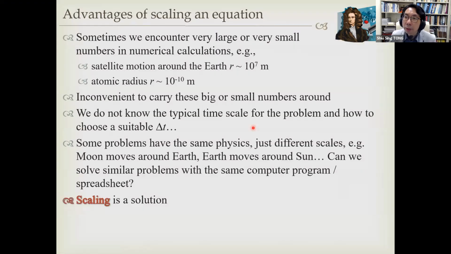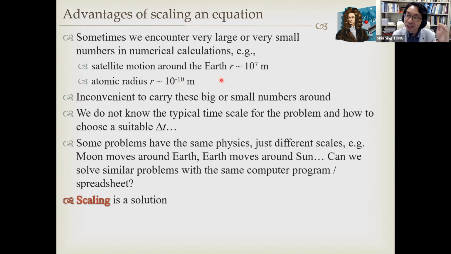Now, in doing numerical calculation, sometimes we encounter very large or very small numbers, right? For example, if you are calculating the motion of a satellite around the Earth, then probably you are involving distance of the order of 10 to the power 7 meter. That is a typical radius of the Earth, right? The diameter of the Earth is about that order. So you are studying a satellite, then you involve distance of that order. But suppose you are doing a calculation for say an electron inside atom, then you probably will be dealing with distance of the order of 10 to the power minus 10. That is the Angstrom, right?